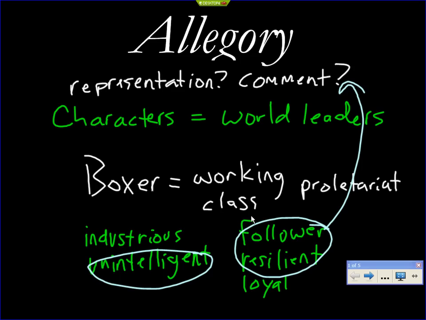What else does he do that helps me understand that he's a teacher thinker? Yeah, he comes up with plans for the windmill. He's the thinker. How do I know? Answering the question of representation, because of what he does. How do I know the Boxer is the working class? Because of what he does.